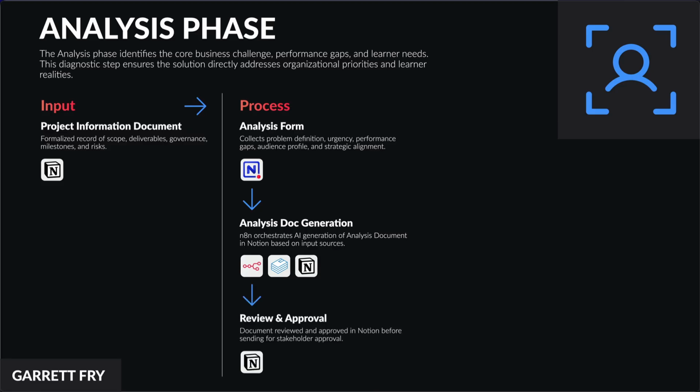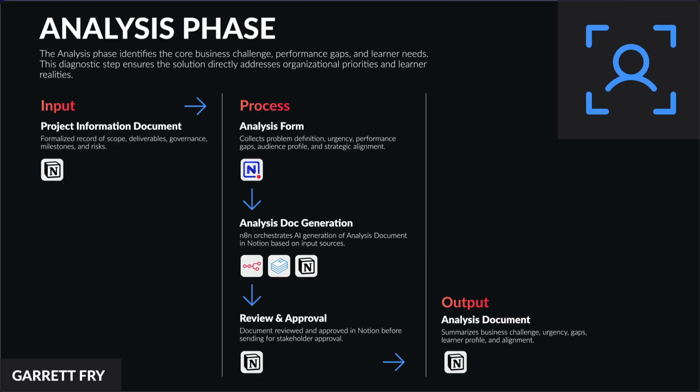In Notion, you'll have the ability to review this document and make any changes that you need before triggering an email for stakeholder approval. At the end of this phase, we're going to have an analysis document inside of Notion that summarizes the business challenge, urgency, gaps, learner profile, and alignment. With this overview completed, let's take a look at some of this AI automation magic in action.